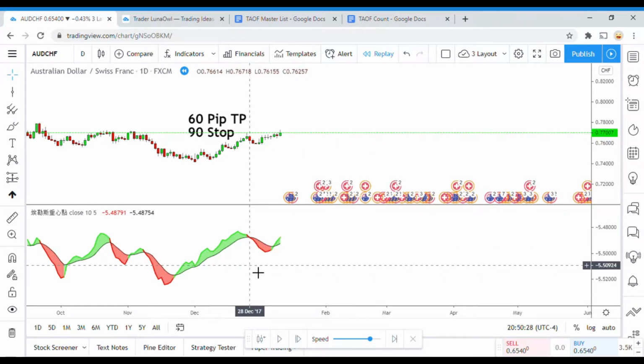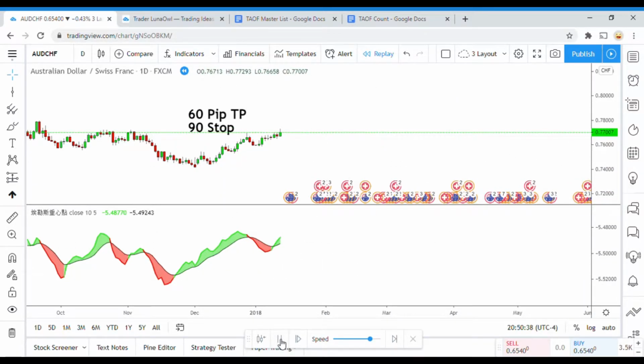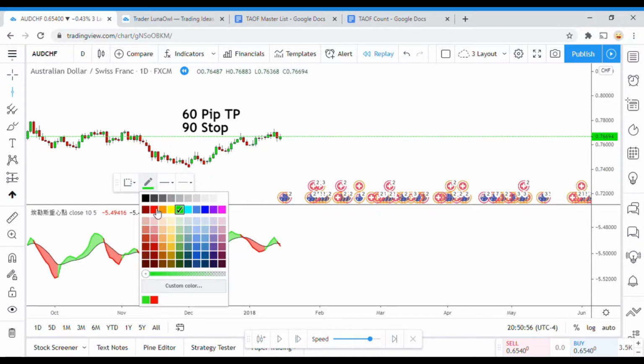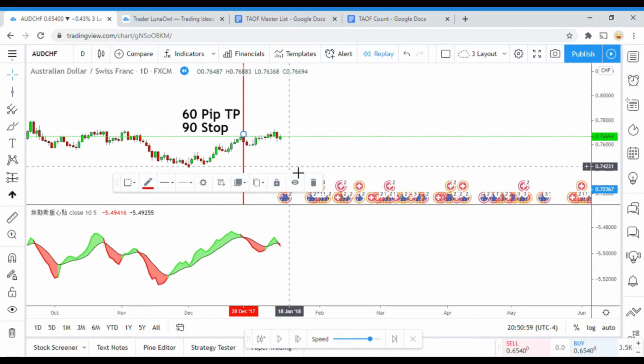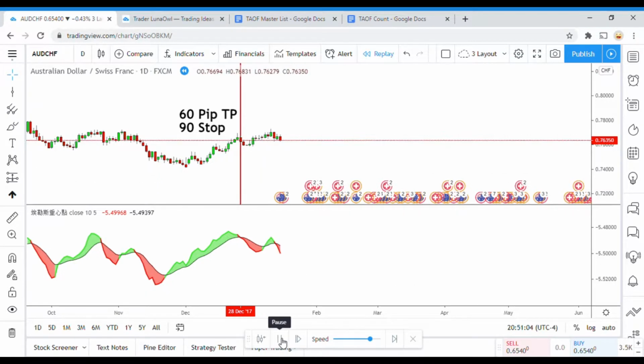It looks like the first signal to go short was right here, and I do not believe it was able to eke out the take profit. Nope, it was not, before it turned around and got us stopped out by giving us a long signal.